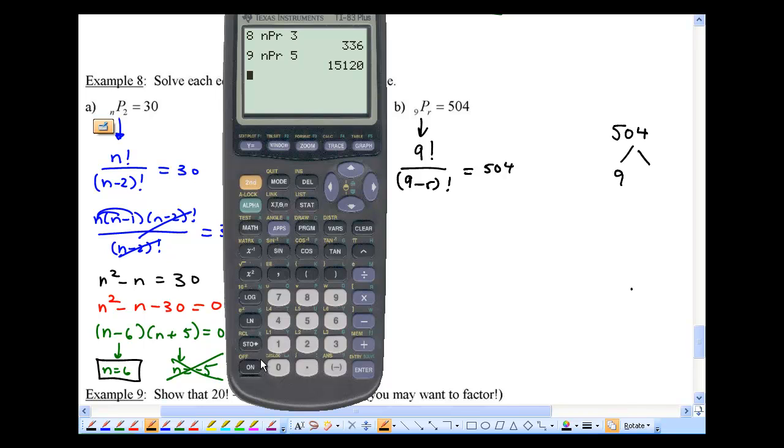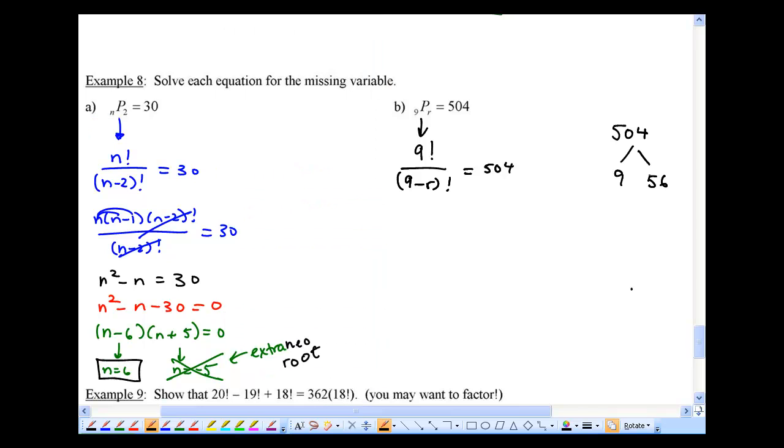turn on calculator, 504 divided by 9 gives us 56. Oh yeah. Well, 56 is the same thing as 8 times 7. So I've already now rewritten 504 as 9 times 8 times 7. Well, it looks like it's 9 factorial, but it stops at 7. So what must the bottom be? Well, I guess that bottom must be what?